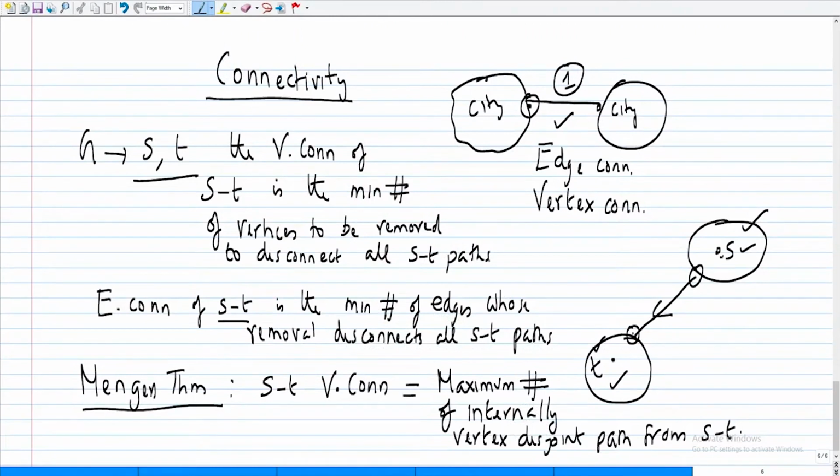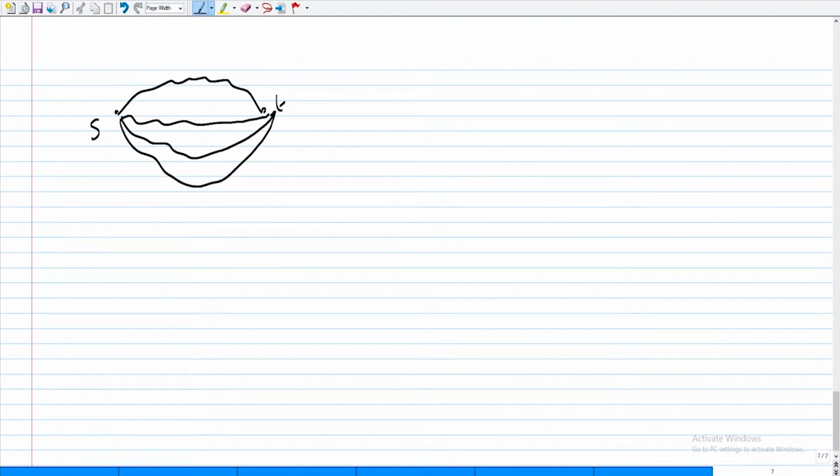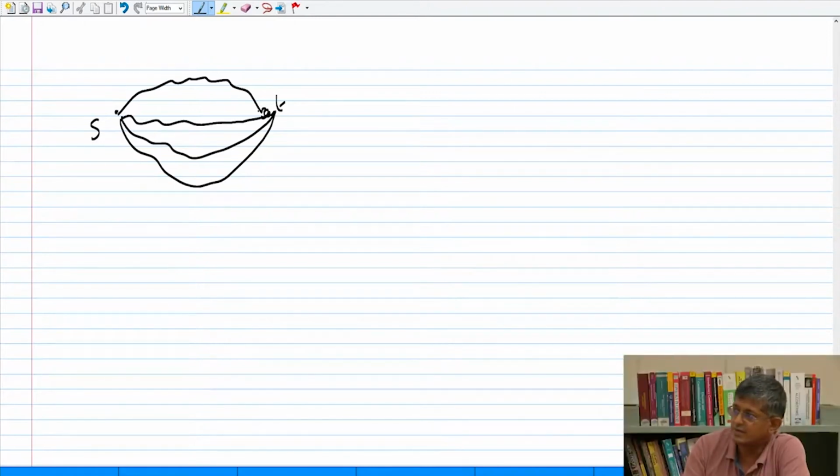Apart from S and T, which are common to the paths, right? So let us just visualize this in a pictorial fashion. So I say that a set of paths from S to T, these are 4 internally disjoint paths from S to T, right? They are all vertex disjoint. There are no vertices in common except for the source and the terminus. Fine.